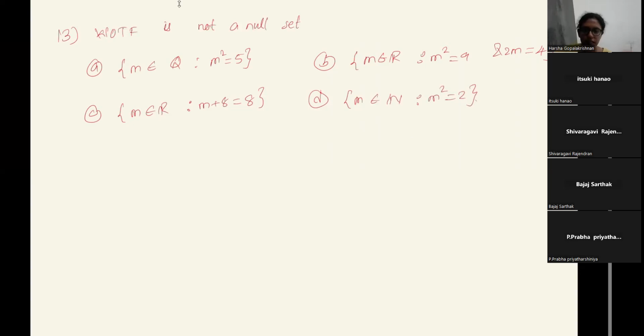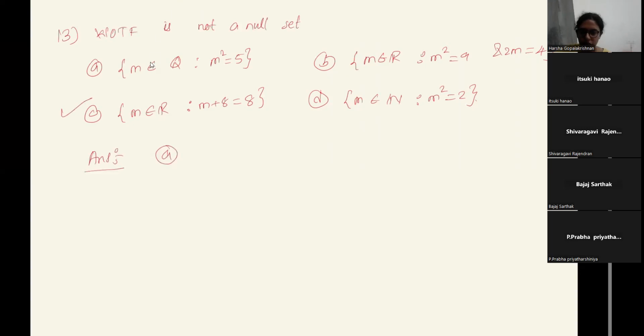Okay. So the question is to find the set which is not a null set. Can anyone quickly say what is the answer? A. The question is to find the set that is not a null set. C. Yeah, C. Does A contain any element?